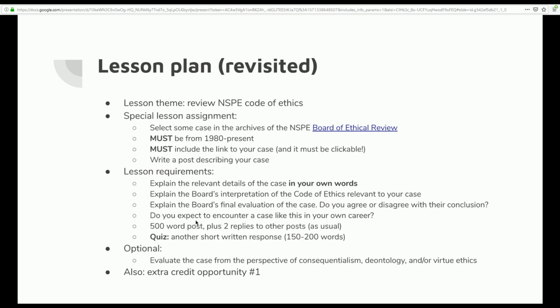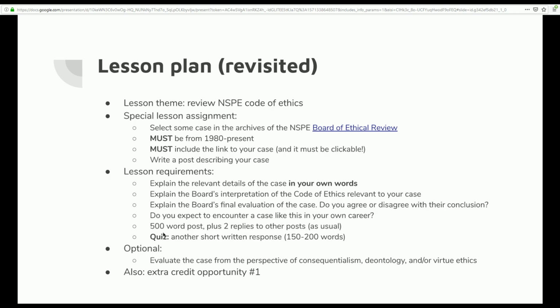And then you should also independently evaluate the board's decision. Do you agree with the board? Do you disagree? Do you think that the considerations were right? Were there other facts that you think deserve more consideration? I'd also like you to consider whether you expect to encounter a case like this in your own career, or whether you think the case is plausible. What would you do in a situation like this? So in 500 words, address the case, give it a full analysis.